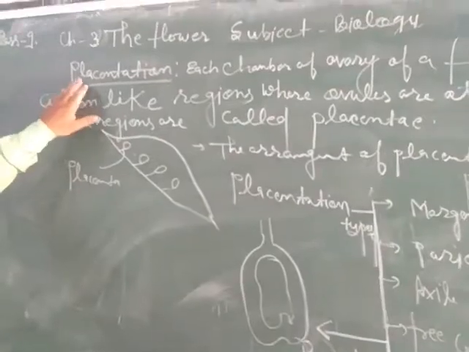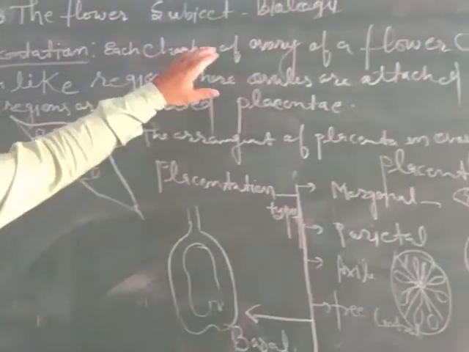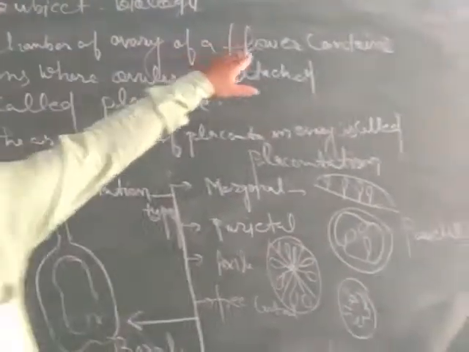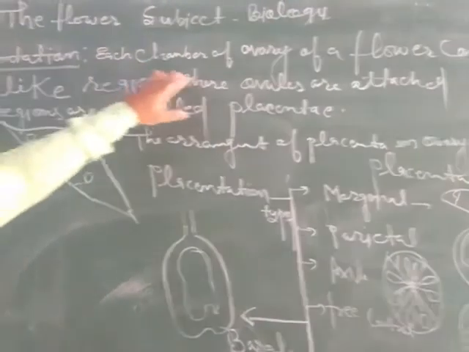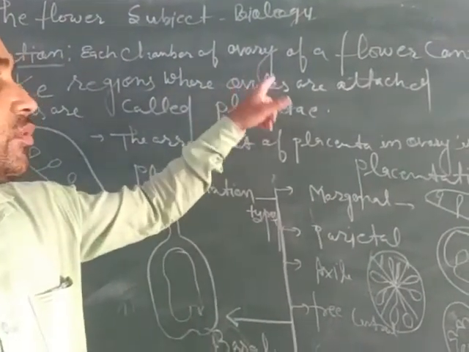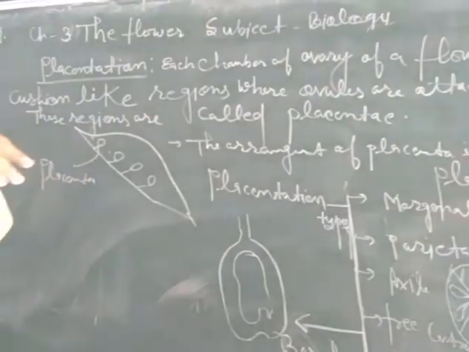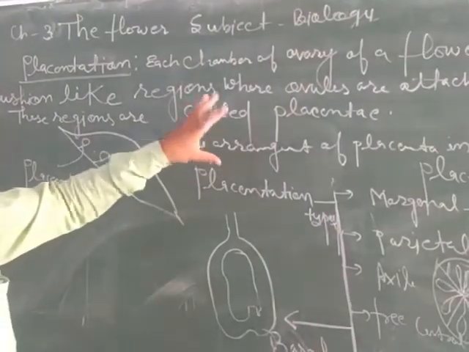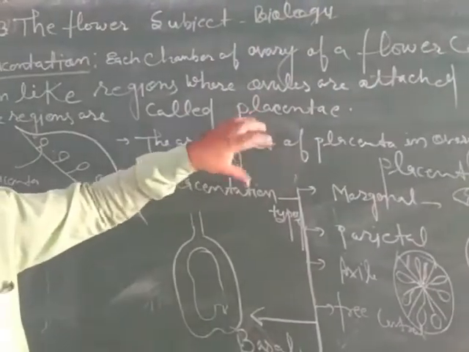Now the next topic is placentation. Each chamber of the ovary of a flower contains a cushion-like region where ovules are attached. Ovules, after maturing, convert into seeds. These regions are called placentae. The singular is placenta and the plural form is placentae.